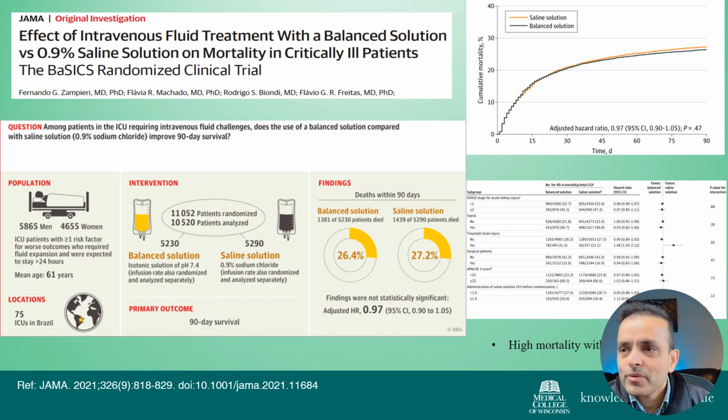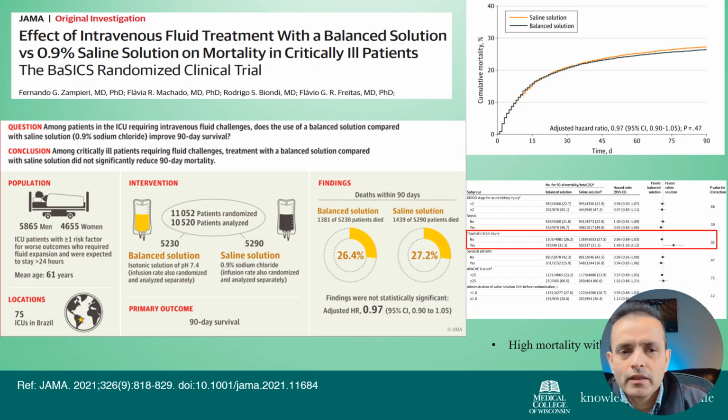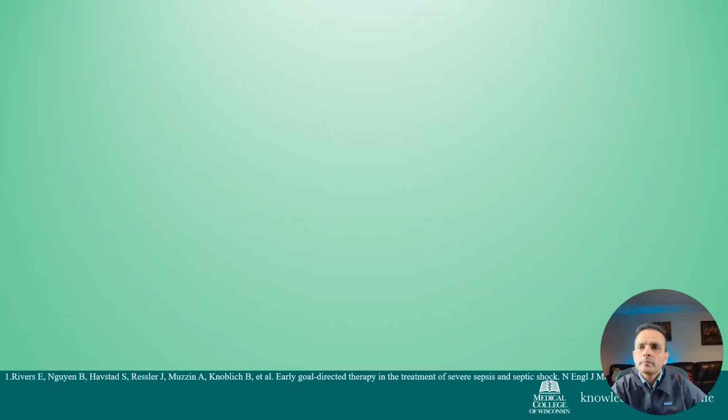One interesting point I'd like to point out here is that if you look at traumatic brain injury, use of normal saline had a favorable outcome in that subset of people. Which was not surprising given that the composition of normal saline tends to be a little bit hypertonic, which tends to help in people with traumatic brain injury.